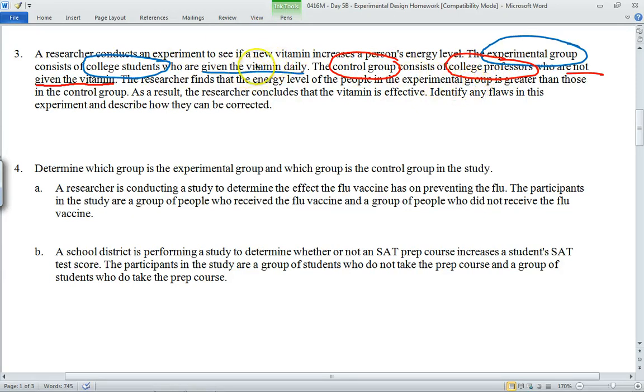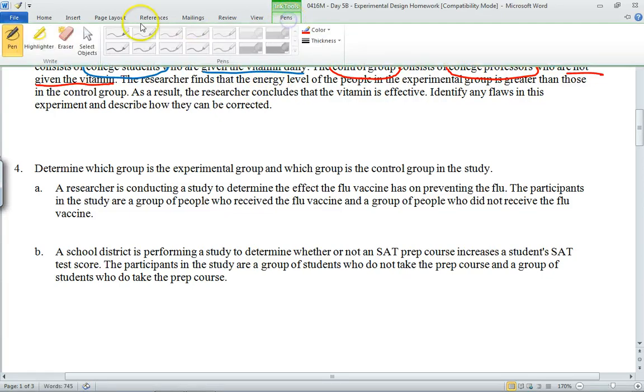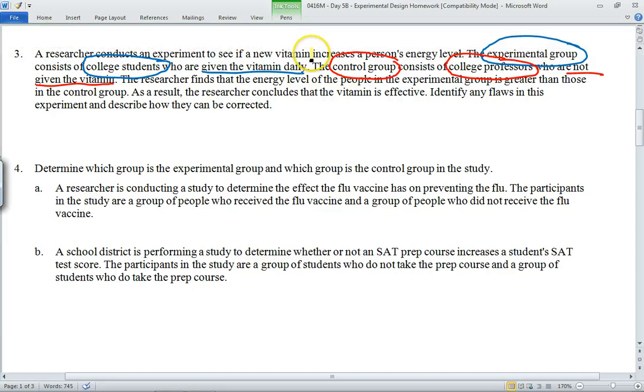Now, what is this study supposed to measure? Something about a vitamin, but what about the vitamin are we trying to see? We're trying to see if the vitamin is going to increase a person's energy level or not. Now, with or without a vitamin, who would you expect to have more energy? College students or college professors? Yeah, obviously college students we would expect to have more energy. They're younger than college professors who tend to be a lot older.